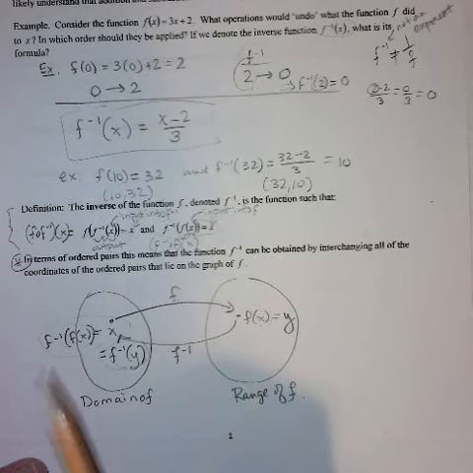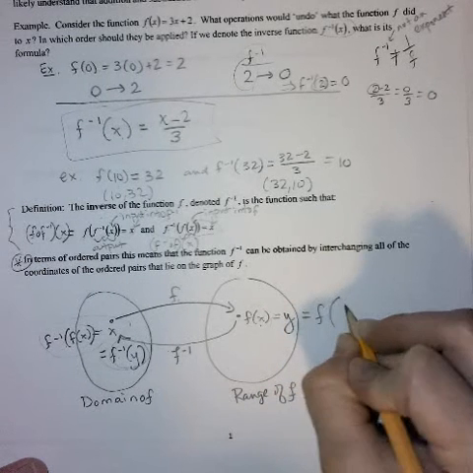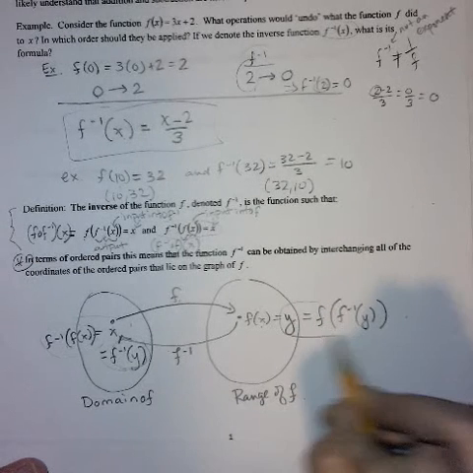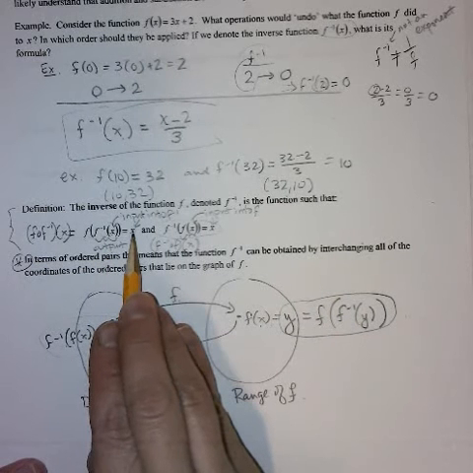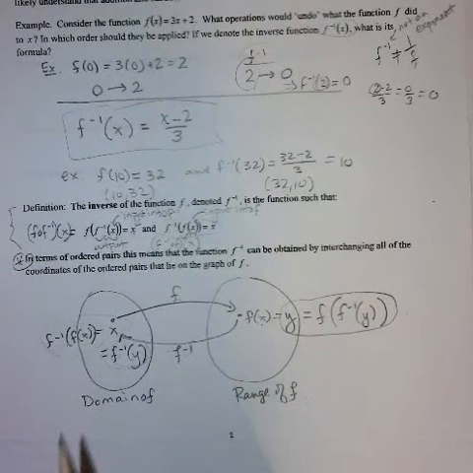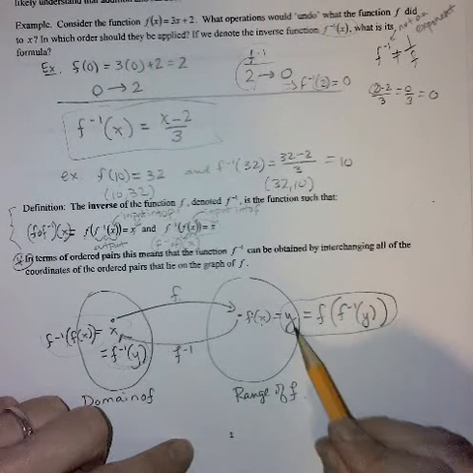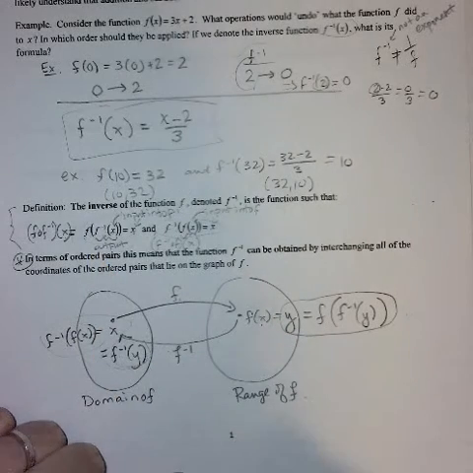So f at f inverse at y. Notice that's basically this statement here, just with y's instead of x's. And that's just a placeholder. It doesn't matter what you call it. Think of it as just an empty spot for your input. The key is the pattern is there. So you can, from this diagram, come up with this equality as well.